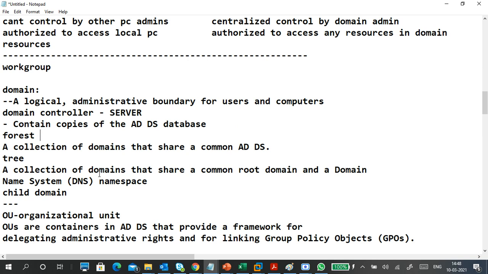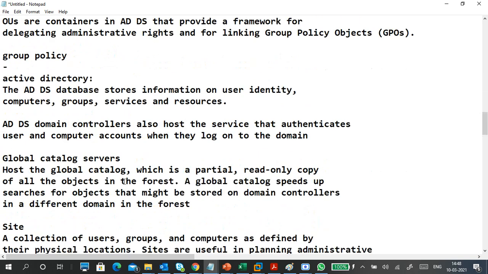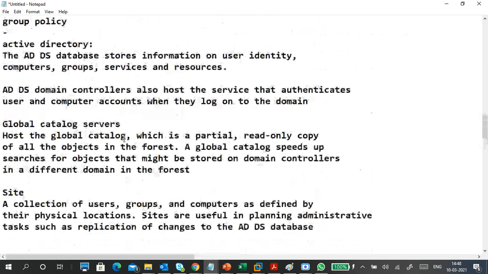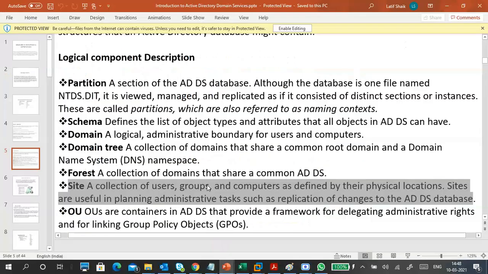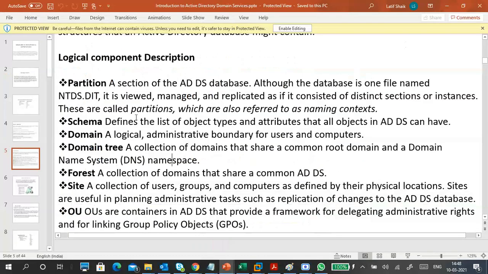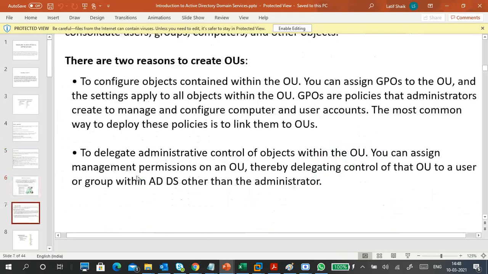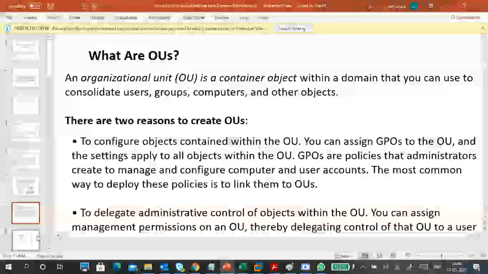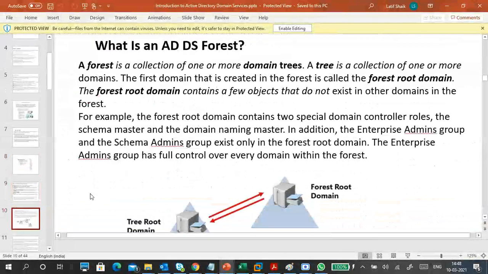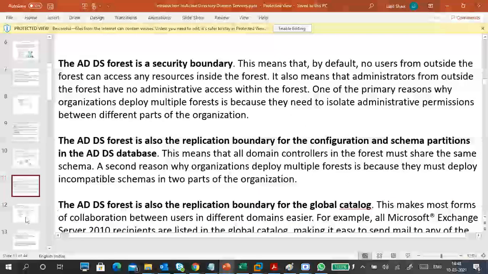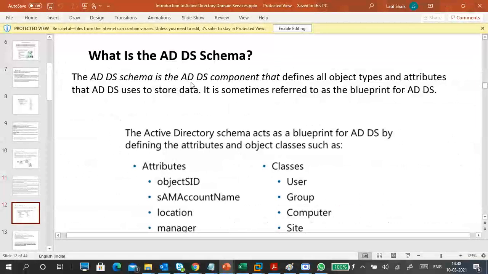And what is a forest and all? I will explain that, child forest kind of stuff. Okay. Global catalog and all, I will explain that. Okay. So I didn't copy the schema. So schema is also an important one. OU. So this is schema.